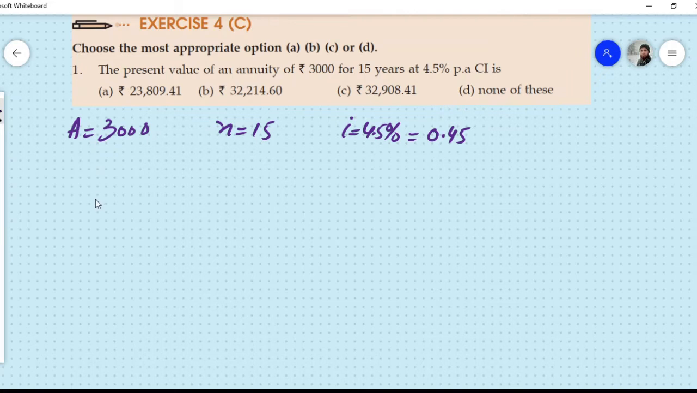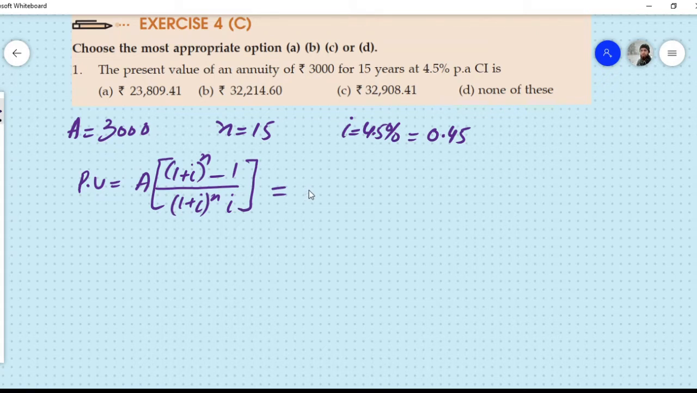Now we know the formula for the present value. First we recall that formula, what we have written: present value is equal to A into 1 plus I power n minus 1 divided by 1 plus I power n into I. Or you may remember this formula like that: A into 1 minus 1 plus I power minus n divided by I. In simple, present value is equal to this, and we have named it simply V. V is equal to this thing.